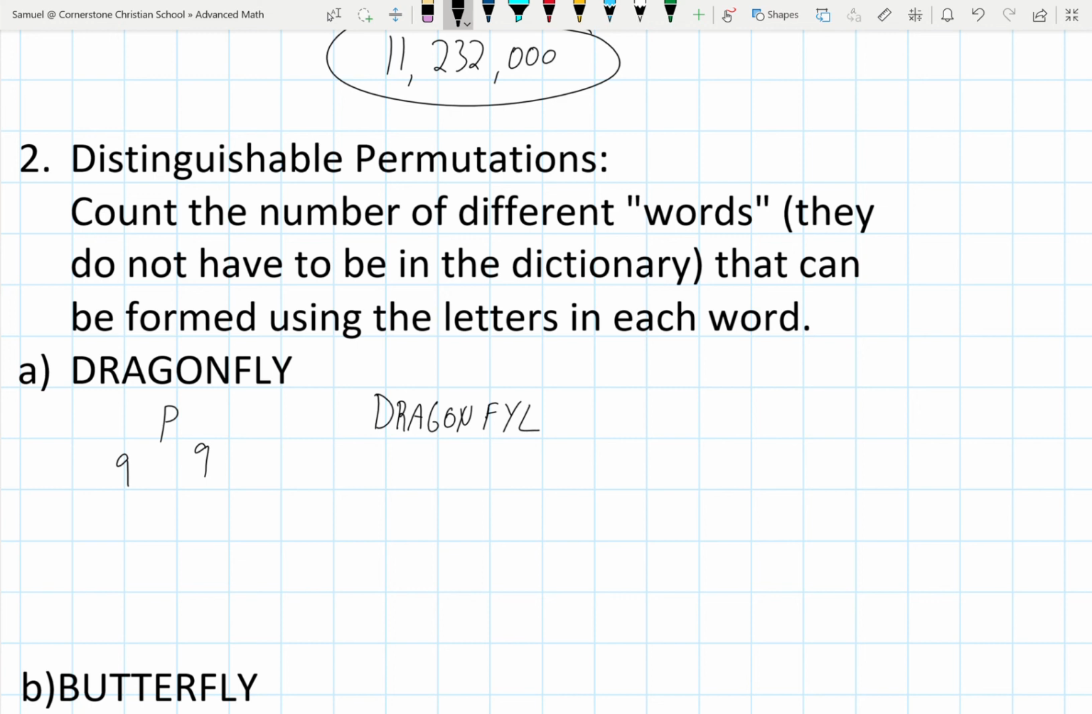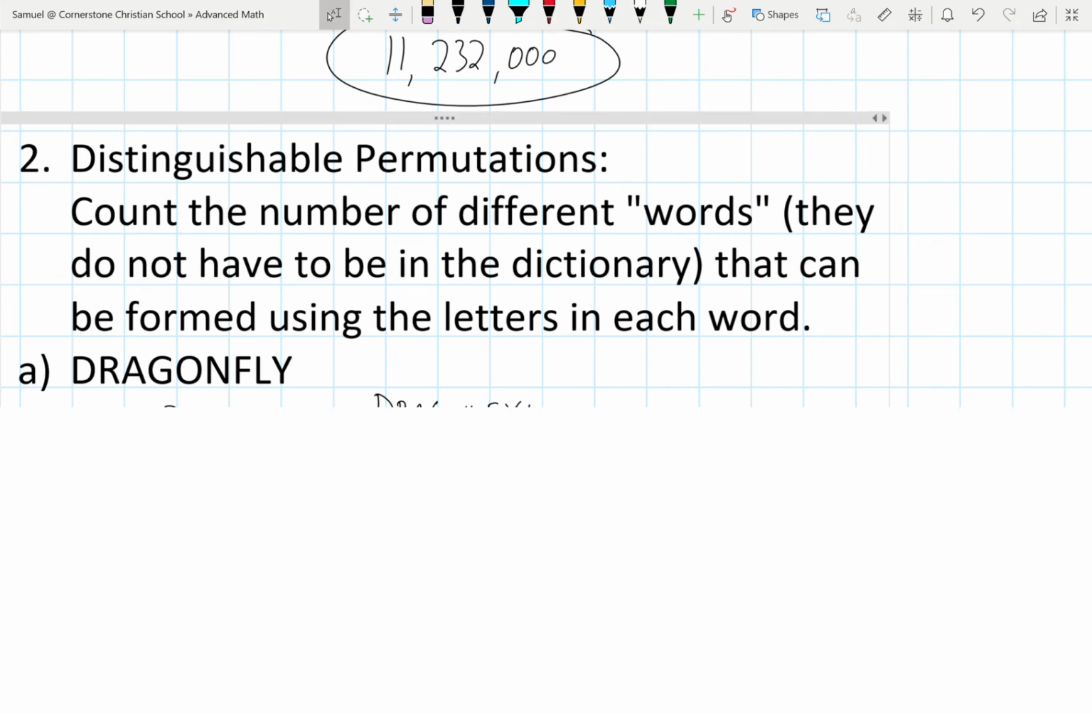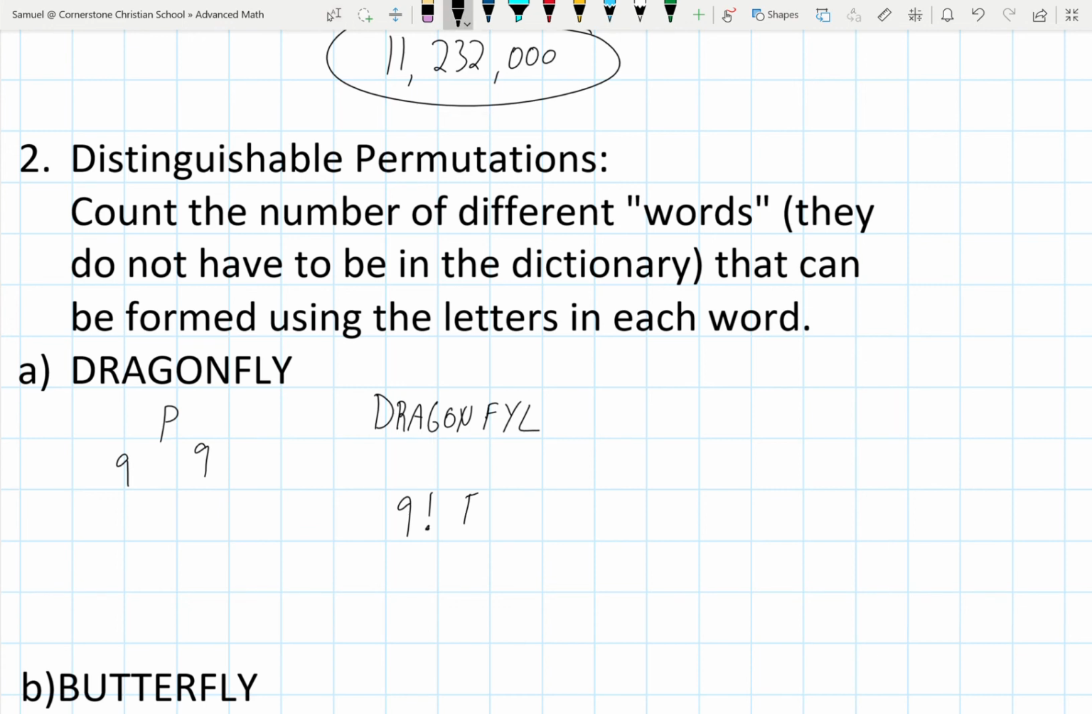And so this is 9p9, or on your calculator, it's the same as 9 factorial. That's what that exclamation point means. 9 factorial is actually just 9 times 8 times 7 times 6 times 5 times 4 times 3 times 2 times 1, all the way down to 1. Enter that into your calculator, and it's actually in the same place under math. And we will get 362,880 different possibilities.